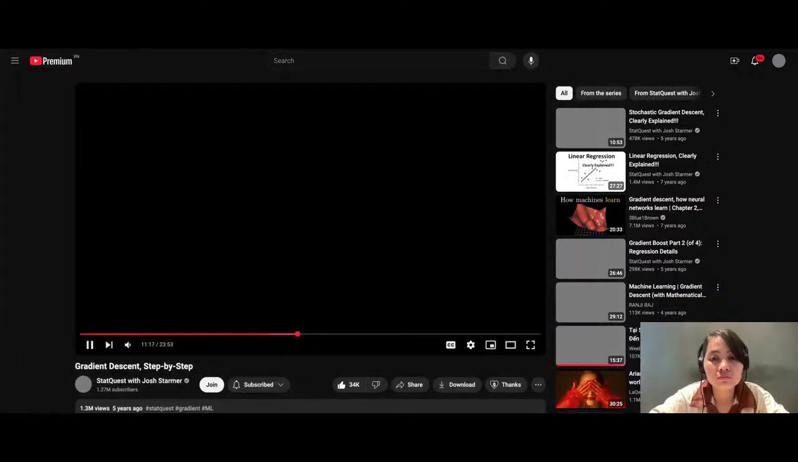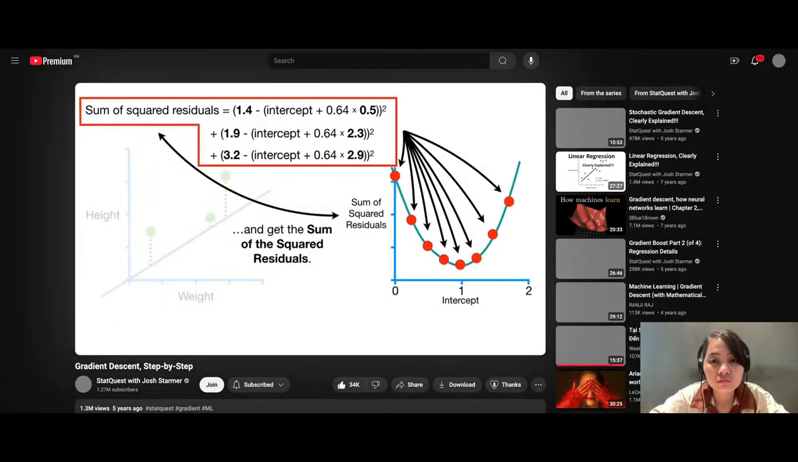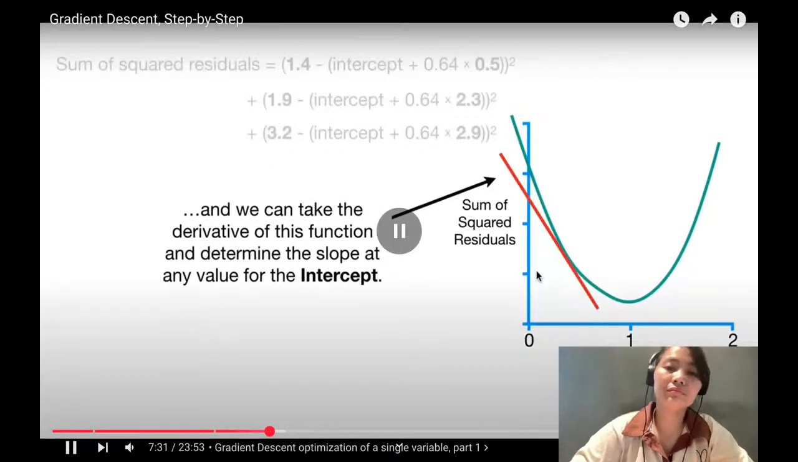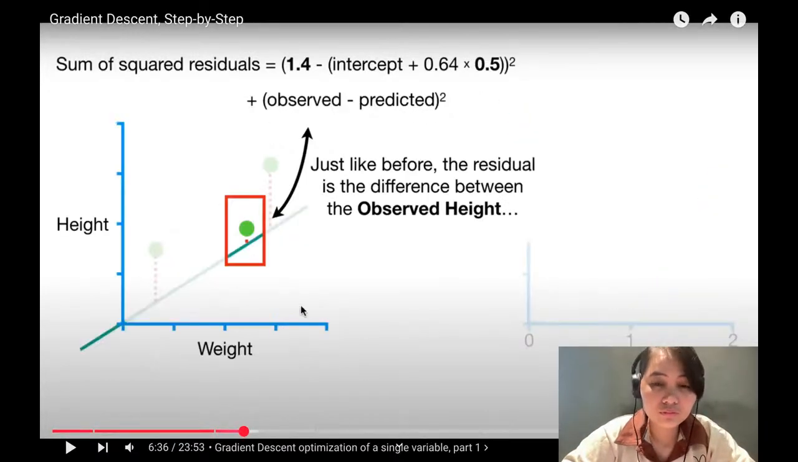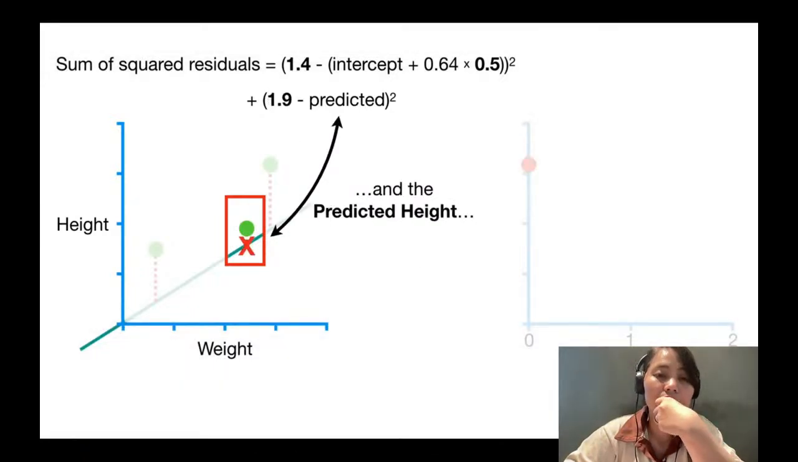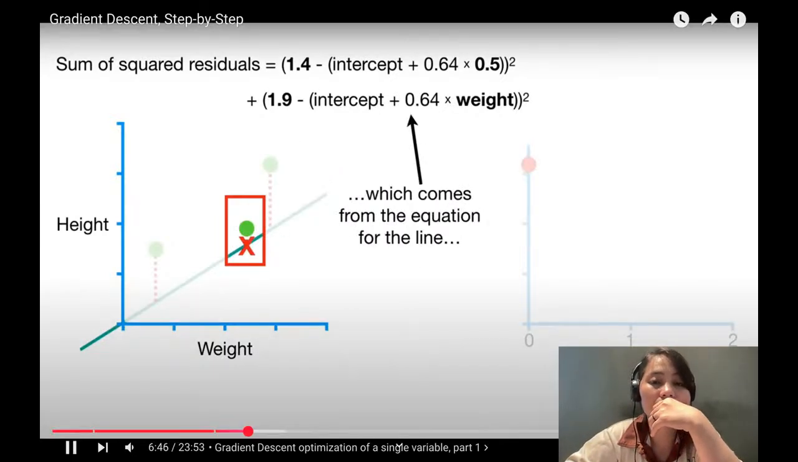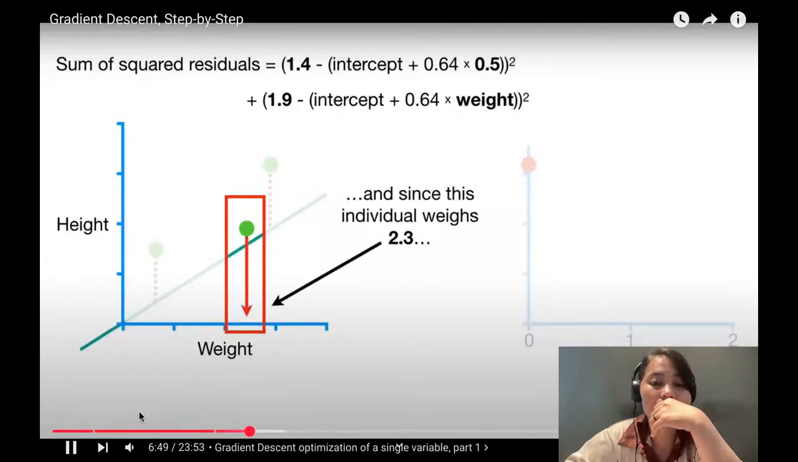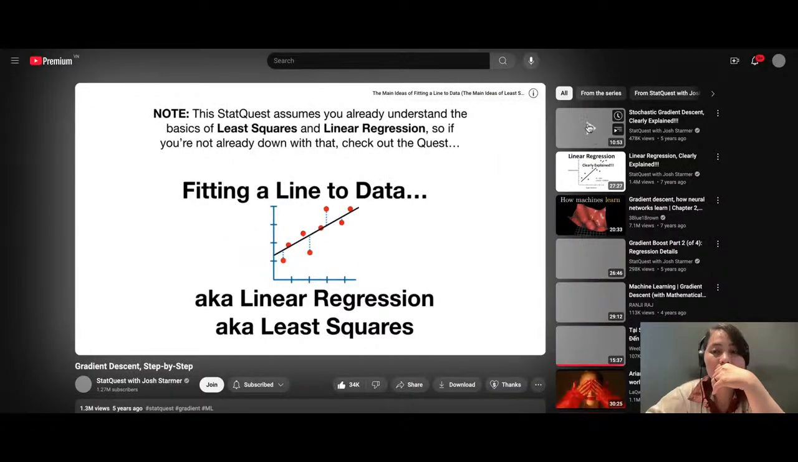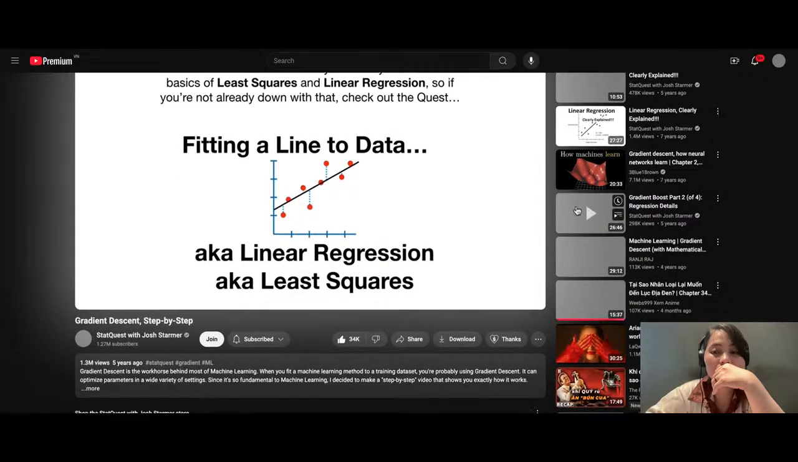Minus the step size. So we plug in the numbers, intercept, and get the sum of the squared residuals. Thus, we now have an equation for this curve, and we can take the derivative. Is the difference between the observed height, which is 1.9, and the predicted height, which comes from the equation for the line. And since this individual weighs 2.3, we do them step by step. This StatQuest assumes you already understand the basics of least squares and linear regression, so if you're not already down with that, check out the quest.